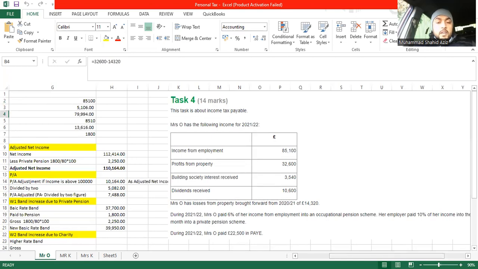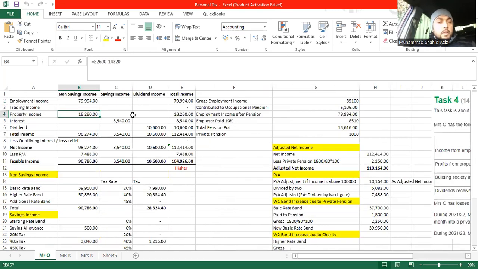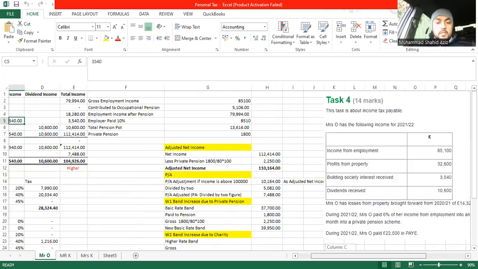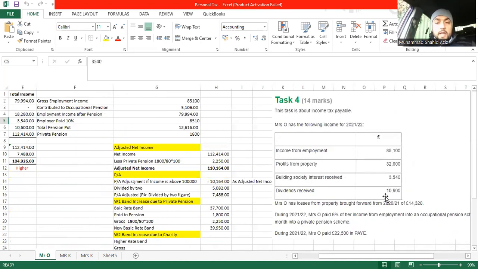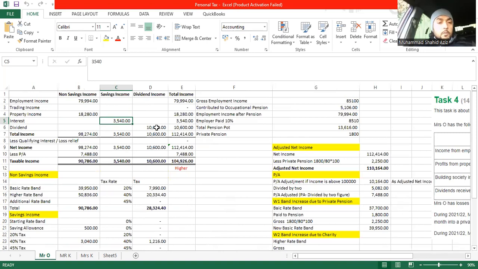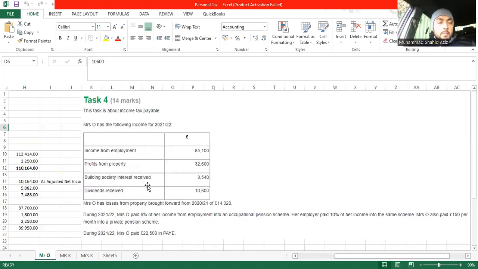The next one is building society interest received, 3,540 pounds. So it is a non-savings income. Sorry, it's a savings income, so I will write it under savings income. And then the last thing is dividend received, 10,600. So dividend, I will write it here, 10,600 pounds. Okay, now I have completed my table, but now there are additional notes.